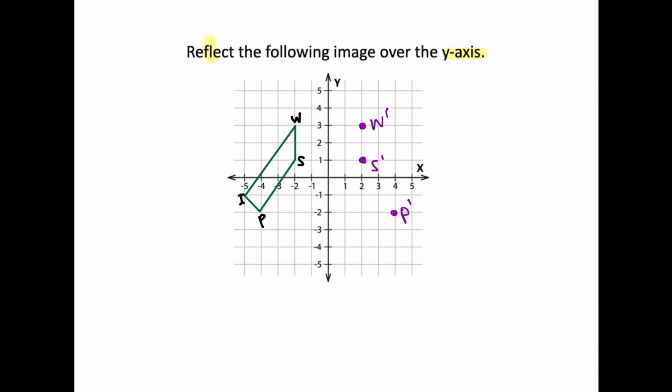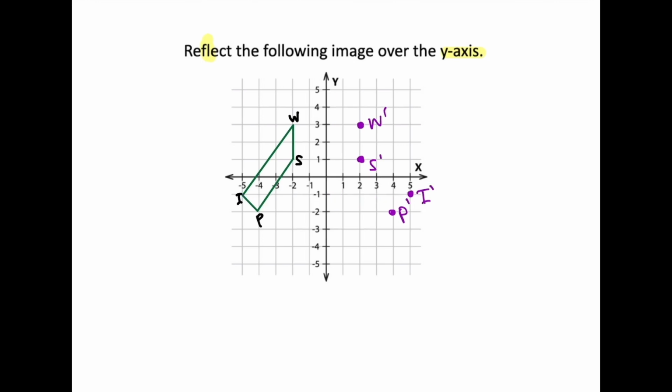And then finally we have I. I is 1, 2, 3, 4, 5 units away from the y-axis. So on the other side we're going to go 1, 2, 3, 4, 5 units away. And now we have I prime. We have our new image reflected over the y-axis. If we were going to fold this coordinate grid over the y-axis, the 2 images would land on each other.